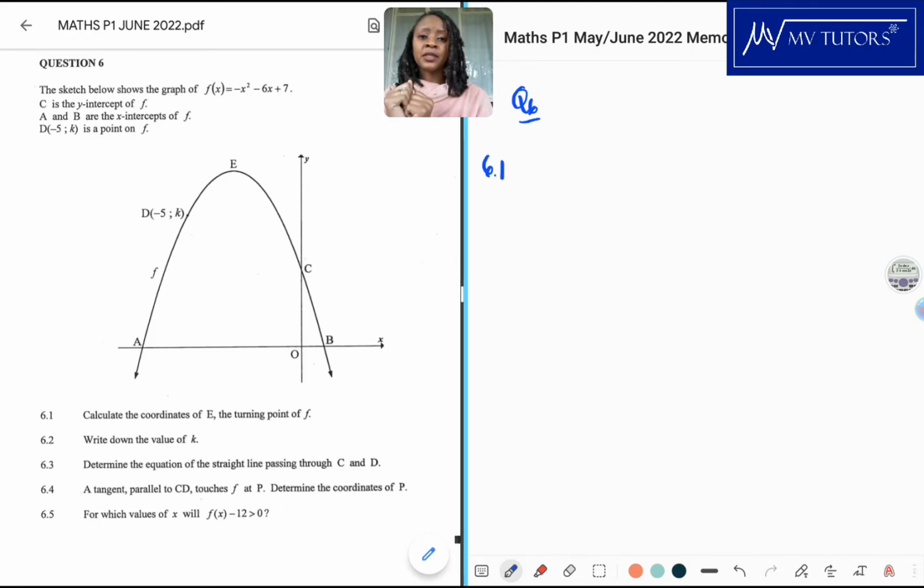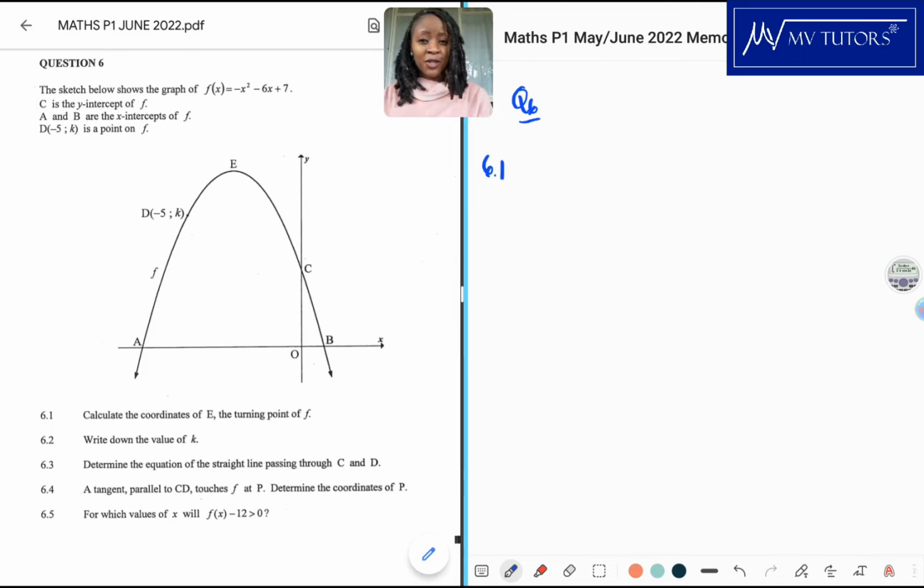The second way, I would use calculus, meaning differentiating, because on the curve at the turning point, that is where your gradient is 0. So I would get the first derivative, make it equal to 0, get the x value, and substitute that x value in the original equation. The third way, I would use the function of x.